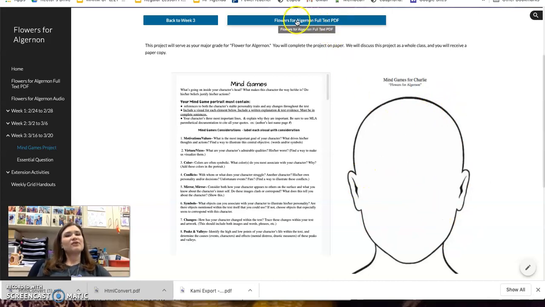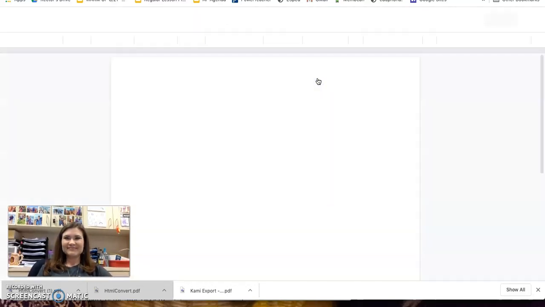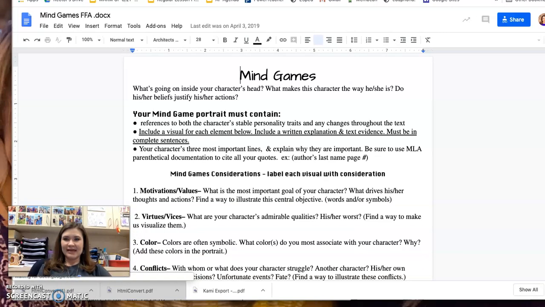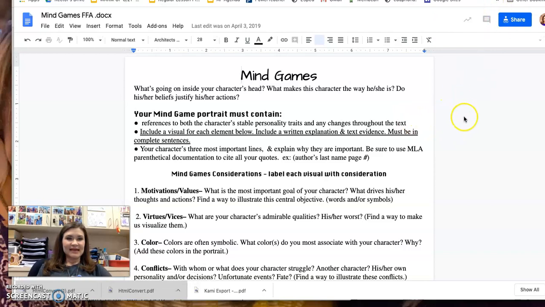I also have the full text PDF linked here. You're going to need it because you're going to be finding text evidence. You're going to be finding quotes. There's lots of different things that are going to go into this. So I'm going to go ahead and pull this open because I'm going to walk through it today. And again, we will be talking about this in class.